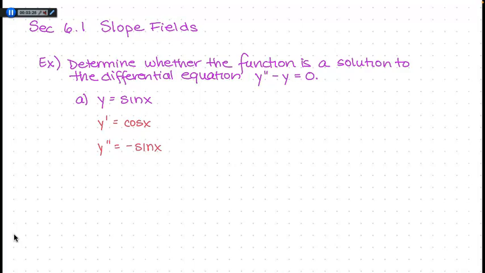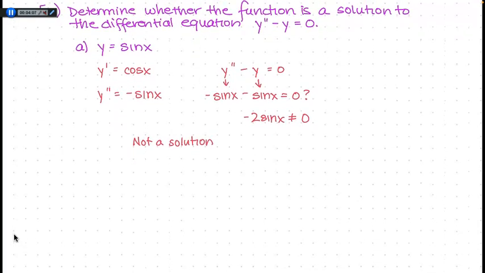And then we'll take that differential equation, y double prime minus y equals 0, and plug in. So y double prime is negative sine x. Y is just sine x. Does this equal 0? Negative 2 sine x. That's not 0, so what do you think? Is y equals sine x a solution to the differential equation? That's right. Not a solution. So a very simple idea. So, any questions about that?